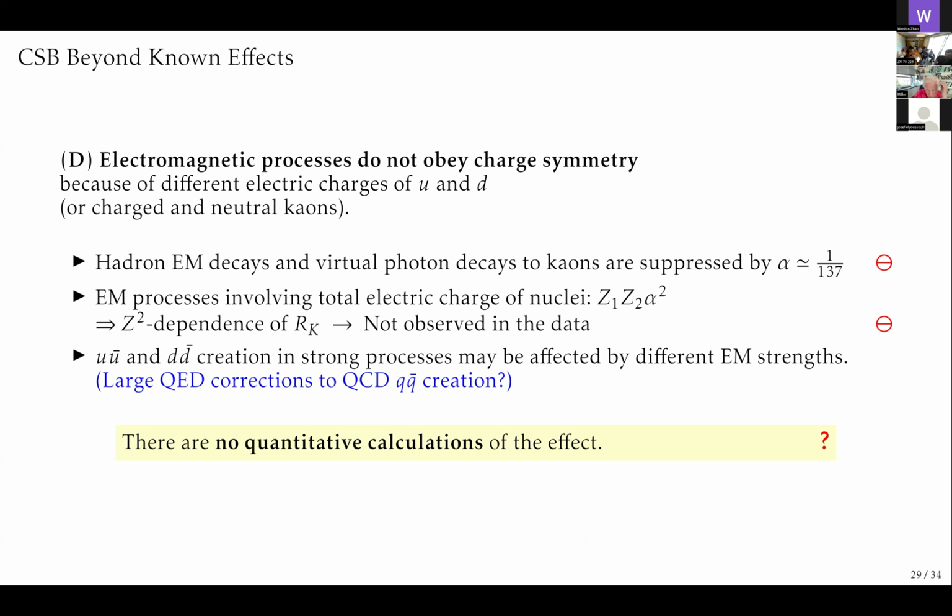But then again, there is a question whether u ubar and d dbar creation in strong processes might be affected by different field strengths. It might turn out that there are large QED corrections to q qbar pair creation, but there are no calculations of this effect available. So it would be an interesting avenue to explore.